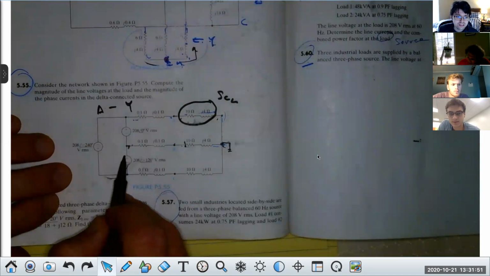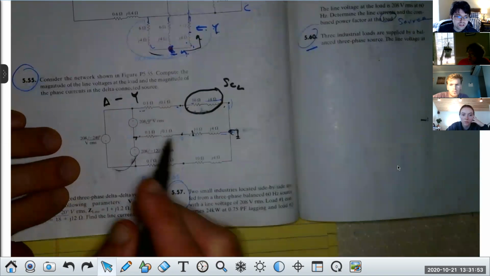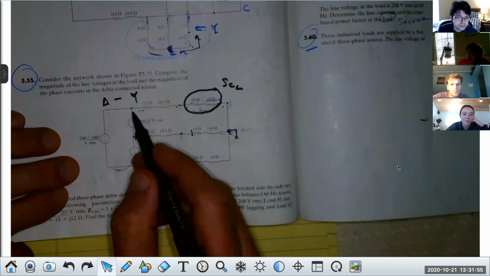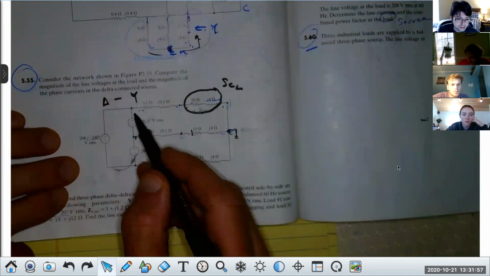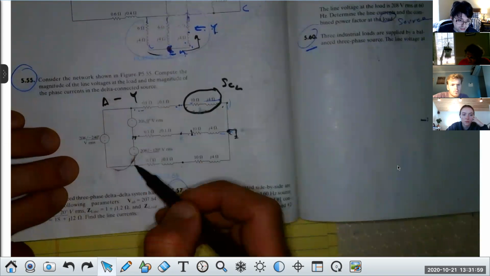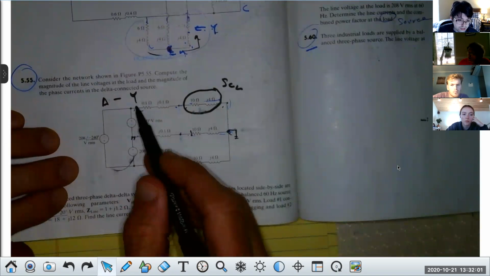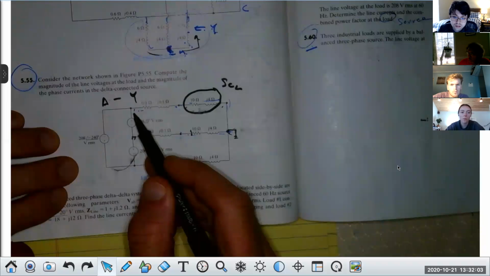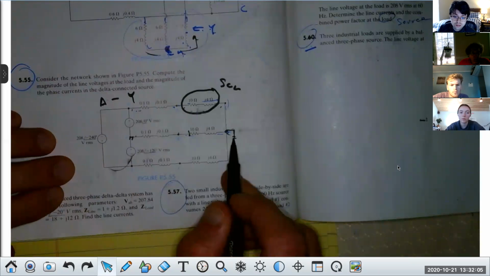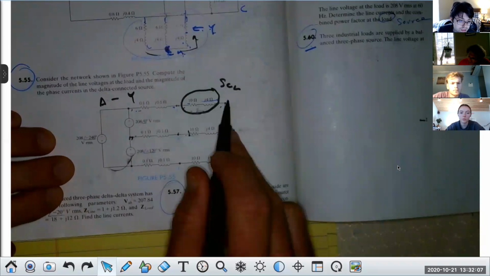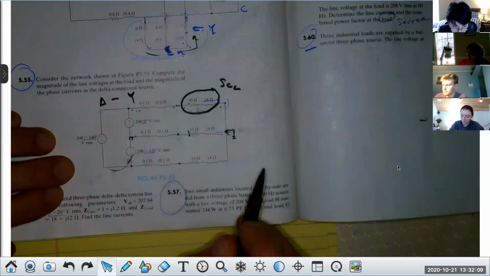Can you explain that a little more, please? Sure. You understand what a delta source is, that what? The connections are only between the lines. There's no neutral. You see no neutral here, right? There's no point that connects all three sources. That's the key. If you look here, there's a single point that connects all three sources. That would be a neutral. You all see that, class?